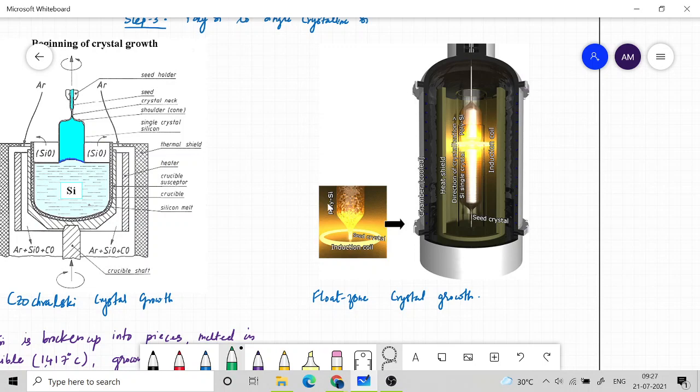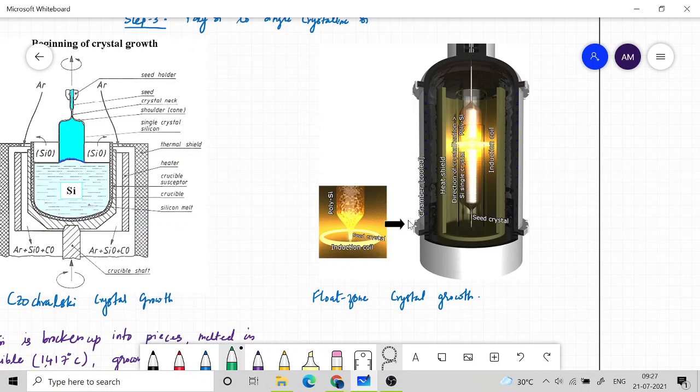So this is shown here, polysilicon rod, you can see here. And so one end it will be something like this, where you start, so you introduce a seed material and then you heat it. Okay, so heat it with the help of an RF coil. So the RF coil will introduce the heat and melt the polysilicon rod and the seed, and they will be joined.